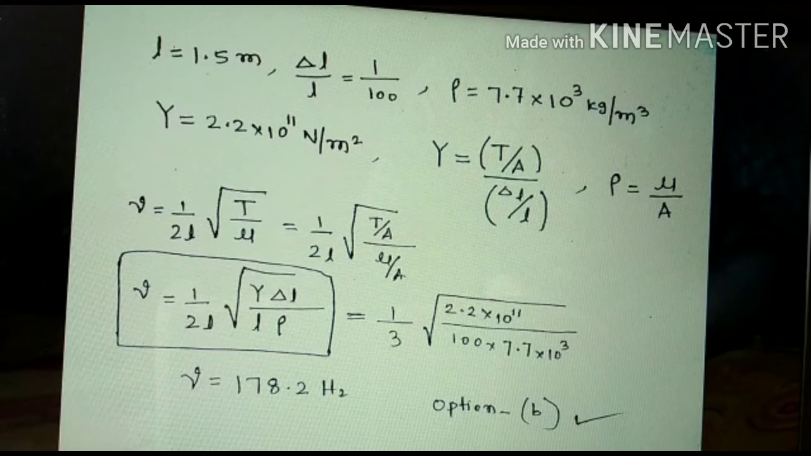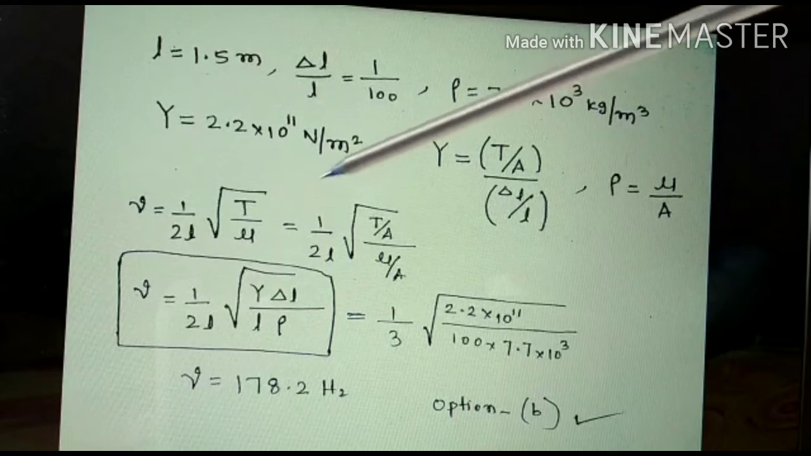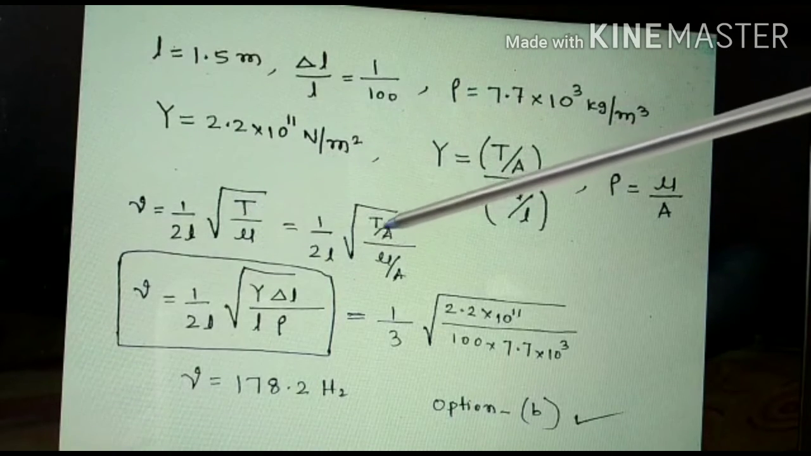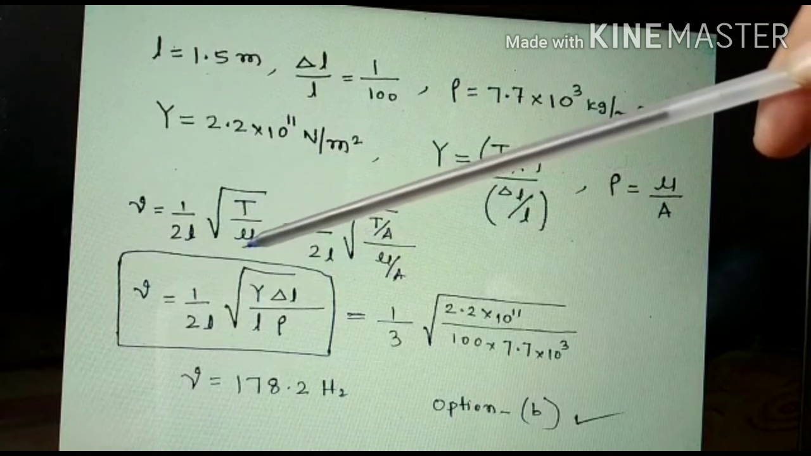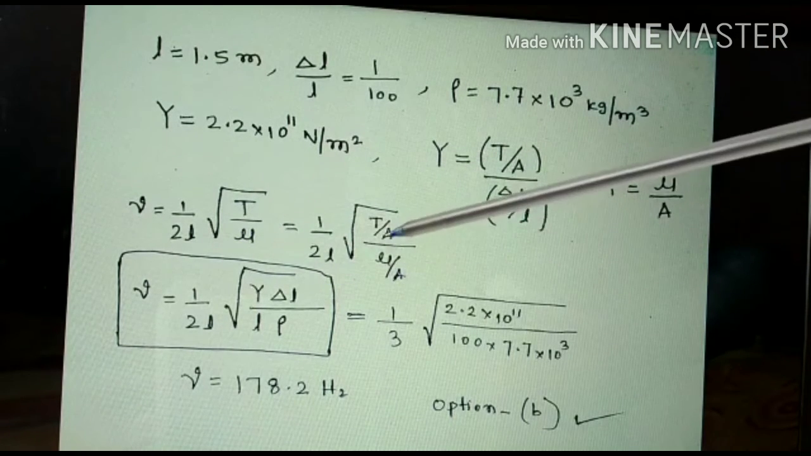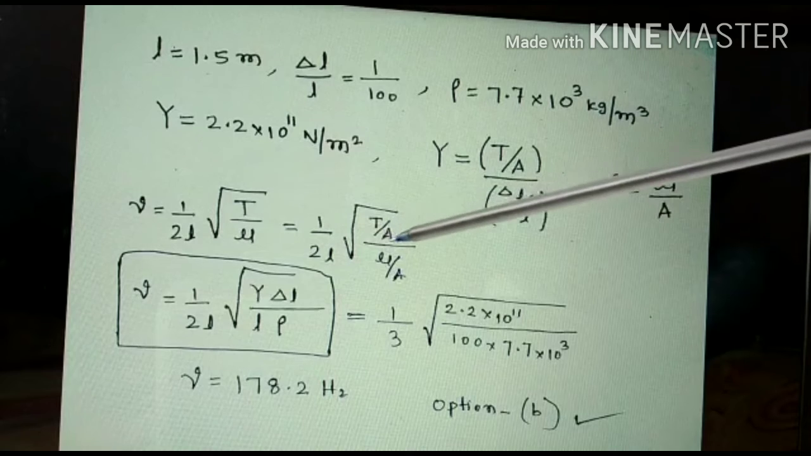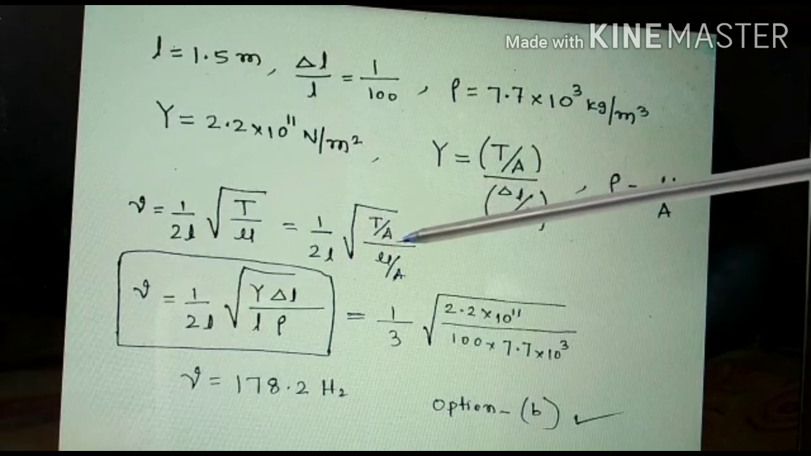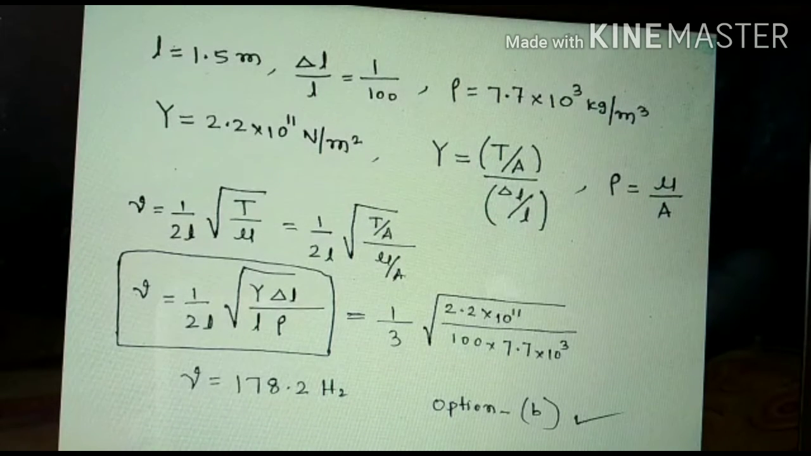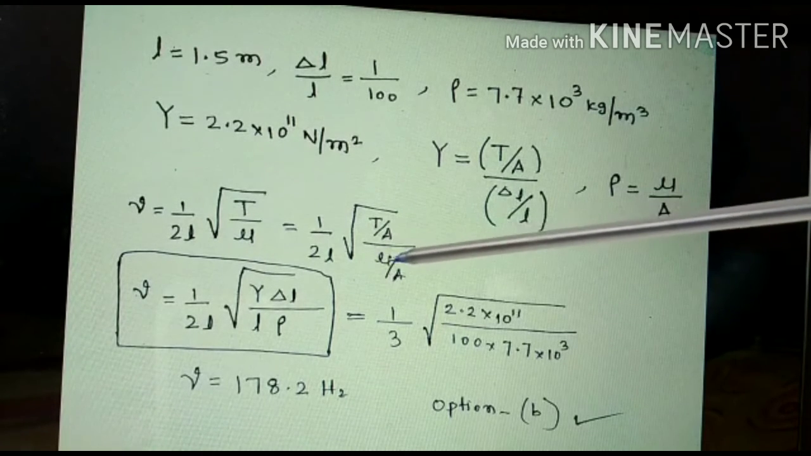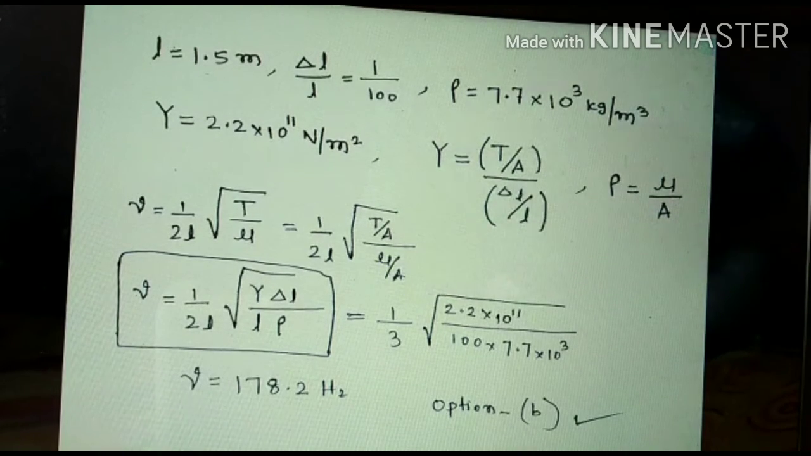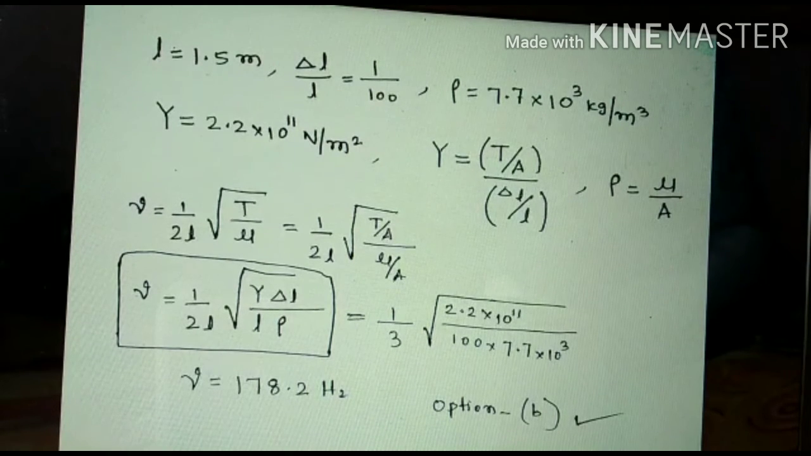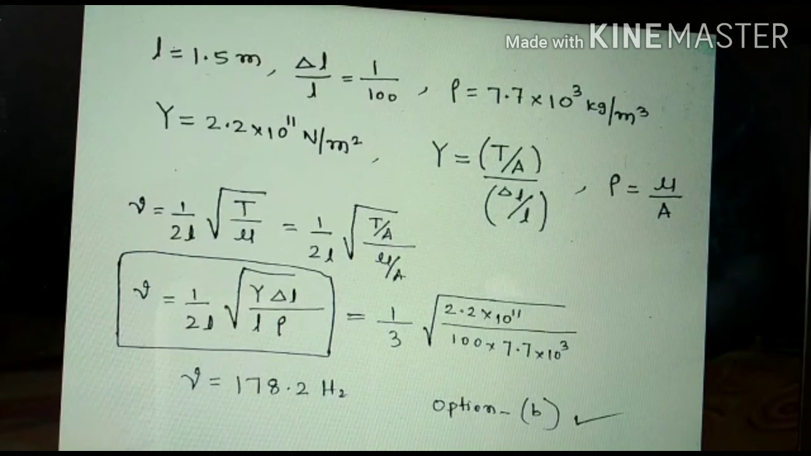We have to modify this formula according to our choice. How am I modifying? You see, here T, tension, I divide by area, T by A. This mu, linear mass density, I divide by A. So A cancels, no? I am doing some kind of modification. Tension divided by A is nothing but stress, force per unit area. And linear mass density, mass per unit length divided by A, that is density.